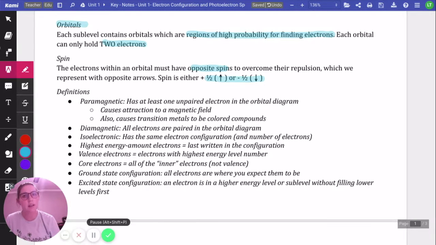Okay, guys, so we're going to go through some definitions of different words to help us in electron configurations. The first one is paramagnetic. A paramagnetic atom has at least one unpaired electron in our orbital diagram, and that causes it to be attracted to a magnetic field.